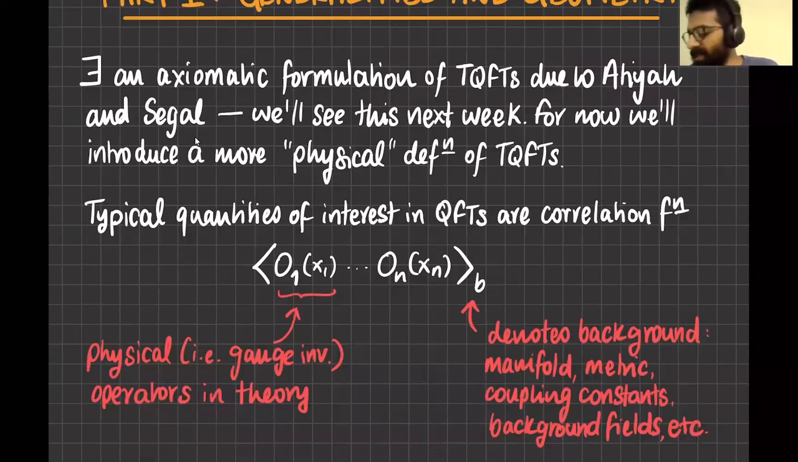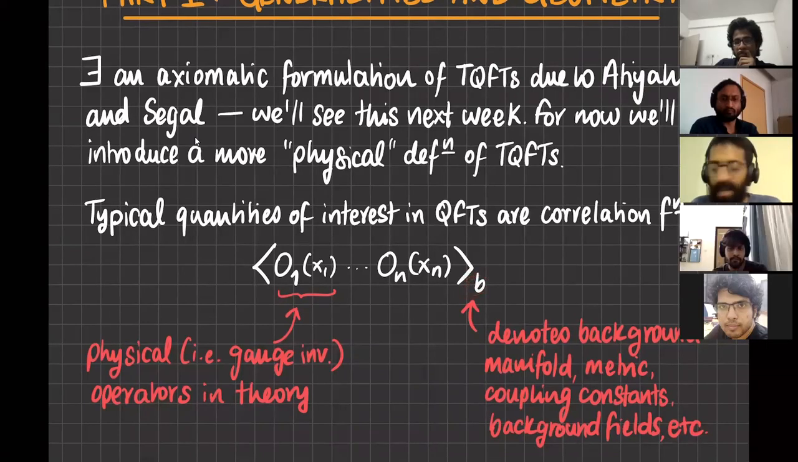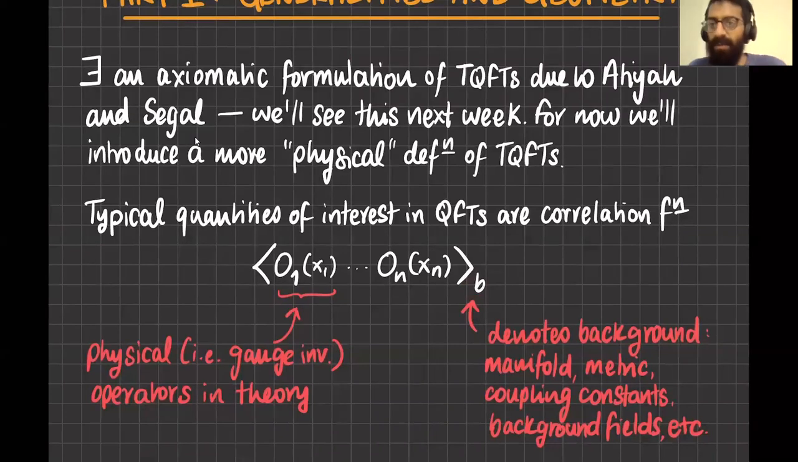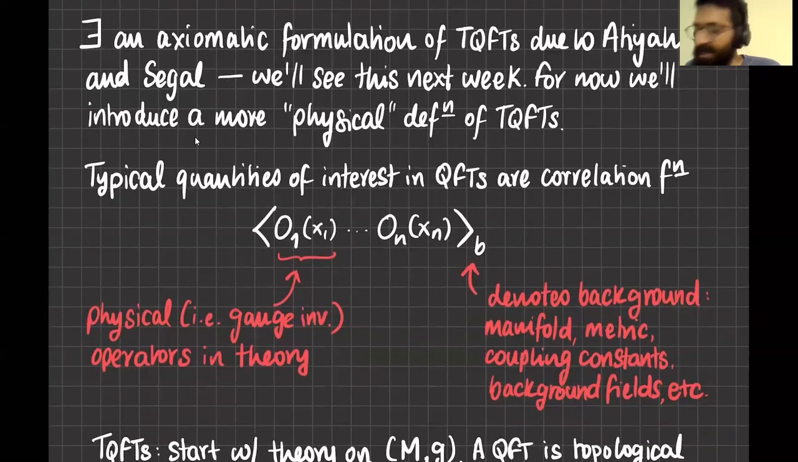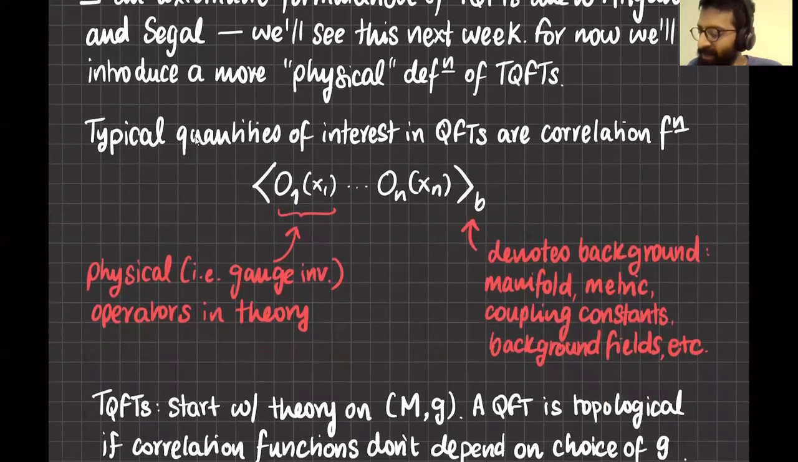Is there a complex structure? Are there coupling constants? Are there background fields? Things like that. Okay. So B is supposed to indicate all of these things, right? And these are the kind of objects that we are used to computing in perturbation theory, right? We know how to compute time-ordered correlation functions in ordinary perturbative quantum field theory. So these are still the objects that we will be interested in.